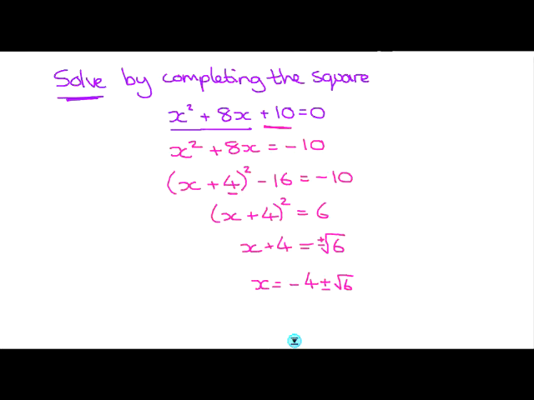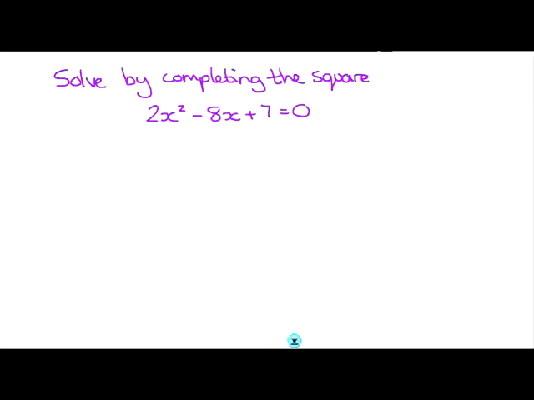So let's move on to something a little bit more challenging. So here we have this. Let's remove this constant term onto the other side, just so we get these two terms here on their own, because that's the bit I actually want to complete the square.